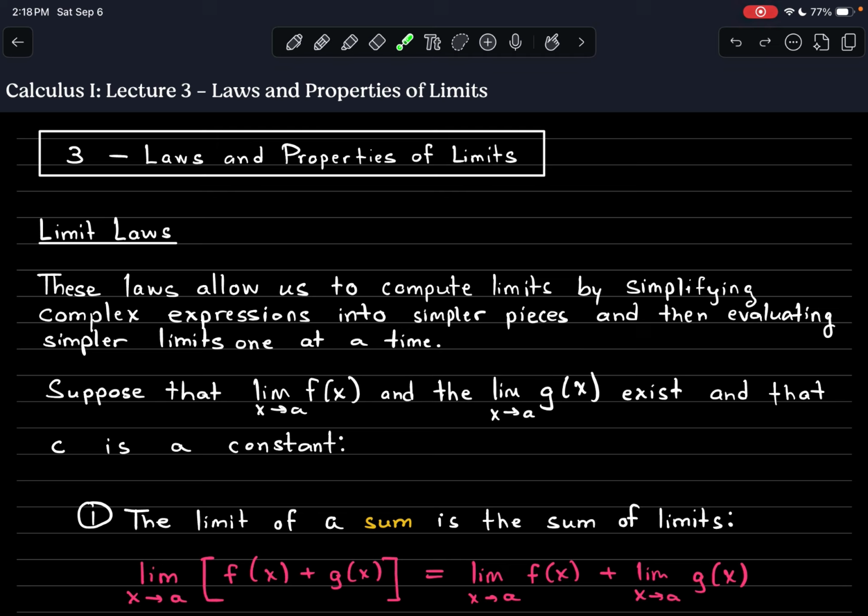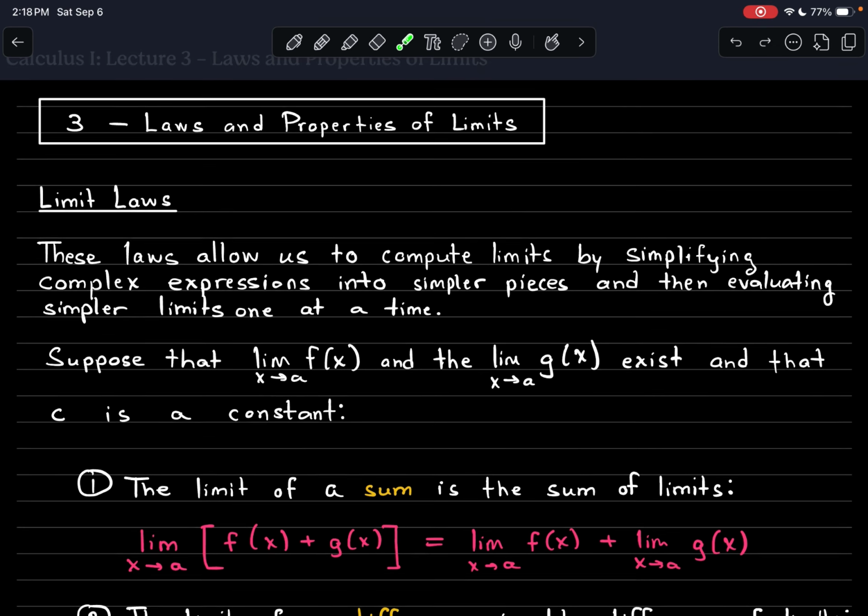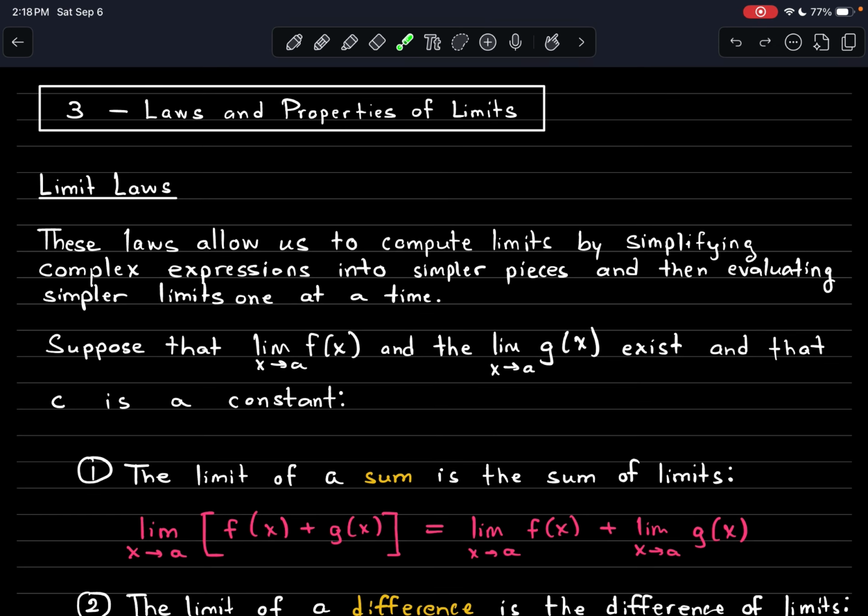Okay, welcome everyone. This is Calculus 1, Lecture 3, the laws and properties of limits. First off, we're going to talk about limit laws. These are laws that are going to allow us to compute limits by simplifying complex expressions into simpler pieces and then evaluating those simpler limits one at a time.